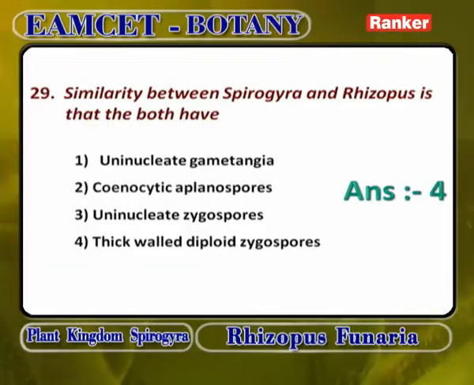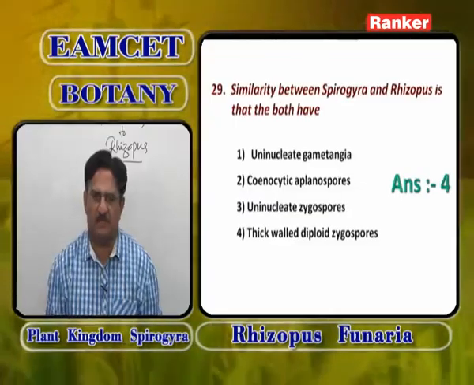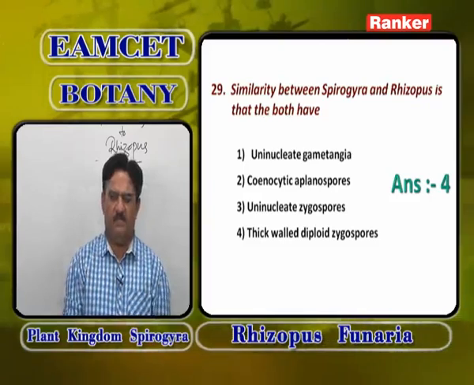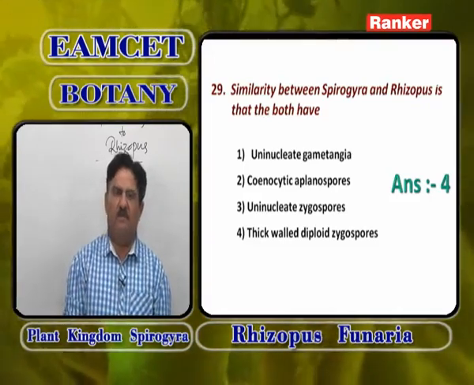Similarity between Spirogyra and Rhizopus, that they both have... Spirogyra is an algal member, an autotrophic thallophyte. Rhizopus is a fungus, a heterotrophic thallophyte. Uninucleate gametangia is wrong because in Rhizopus they are multinucleate. Cenocytic aplanospores is wrong. Uninucleate zygospores is wrong because uninucleate zygospores are formed in Spirogyra, while multinucleate zygospores are formed in Rhizopus. What is the similarity? Thick-walled diploid zygospores.